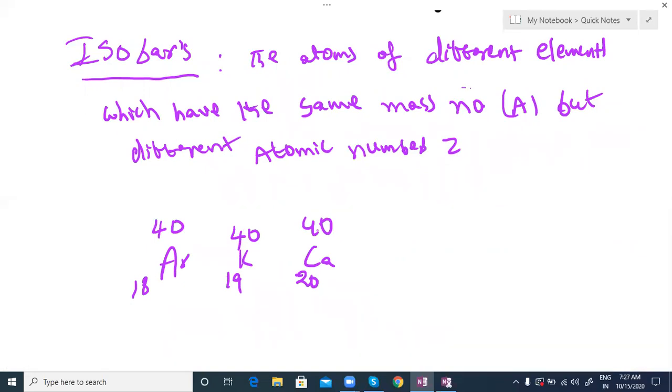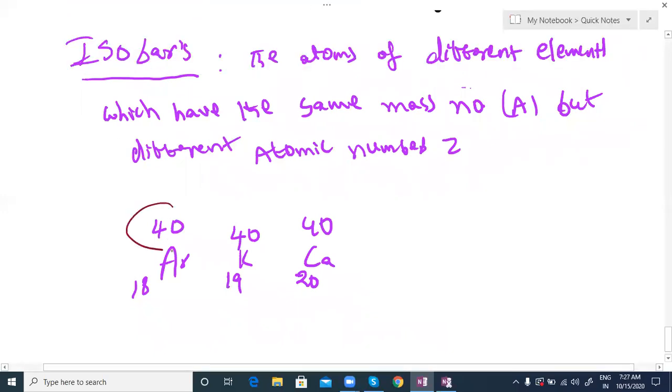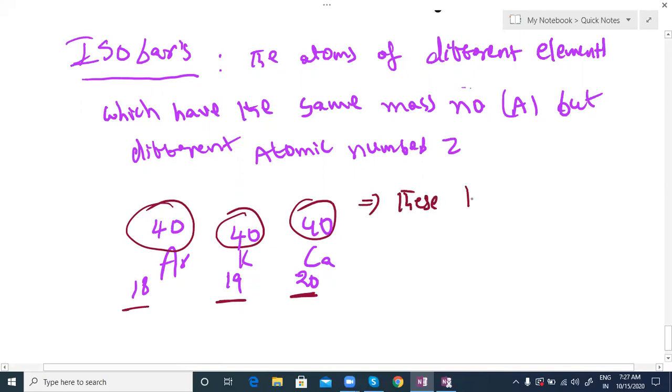So 2040. Got it? They have the same mass number but different atomic numbers. So when they have different atomic numbers, these have different physical and chemical properties. We can write it: these have different physical and chemical properties.